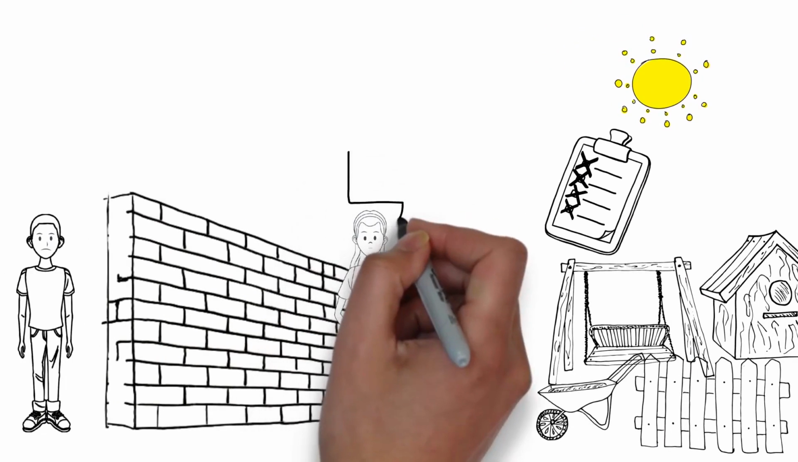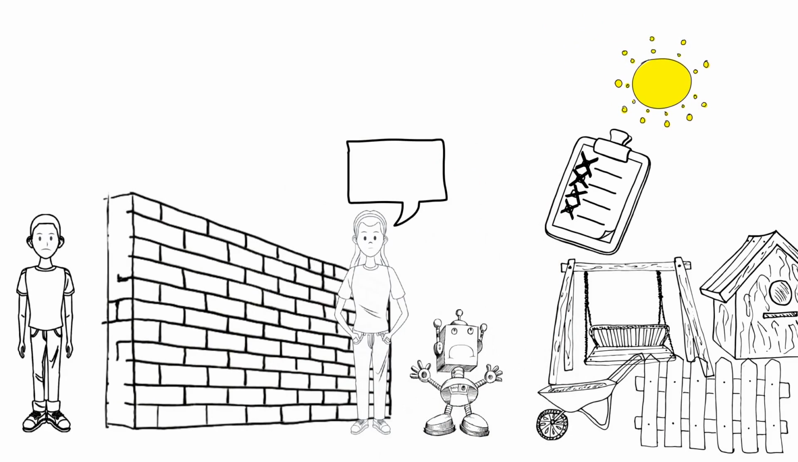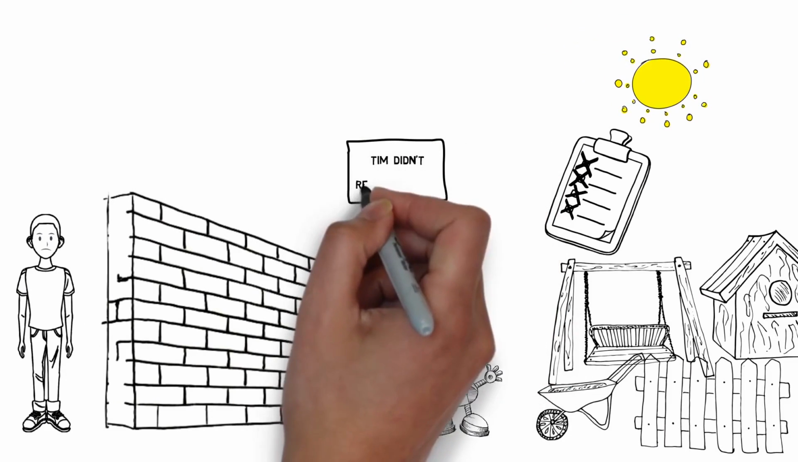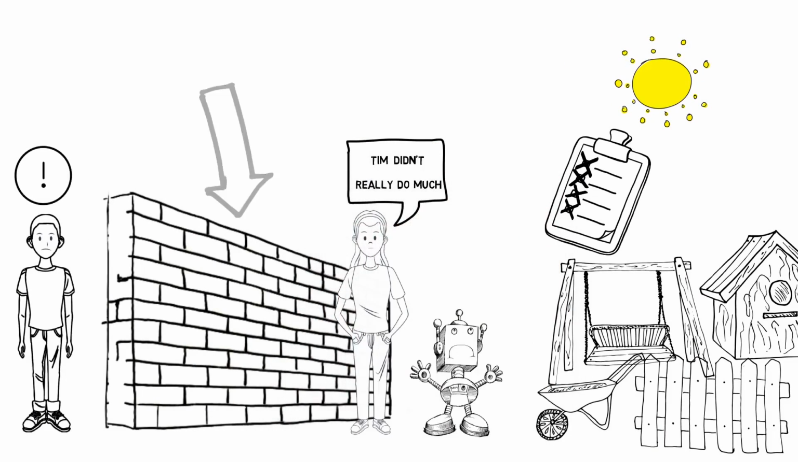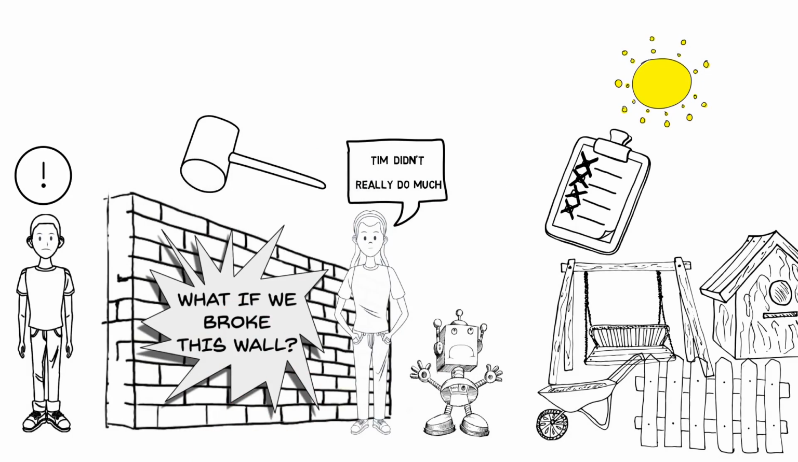Mia is now really annoyed and she has a lot to correct. And it seems to her as though Tim didn't really do much. This wall between them leaves the poor robot to bite the dust. Well, what if we broke this wall?